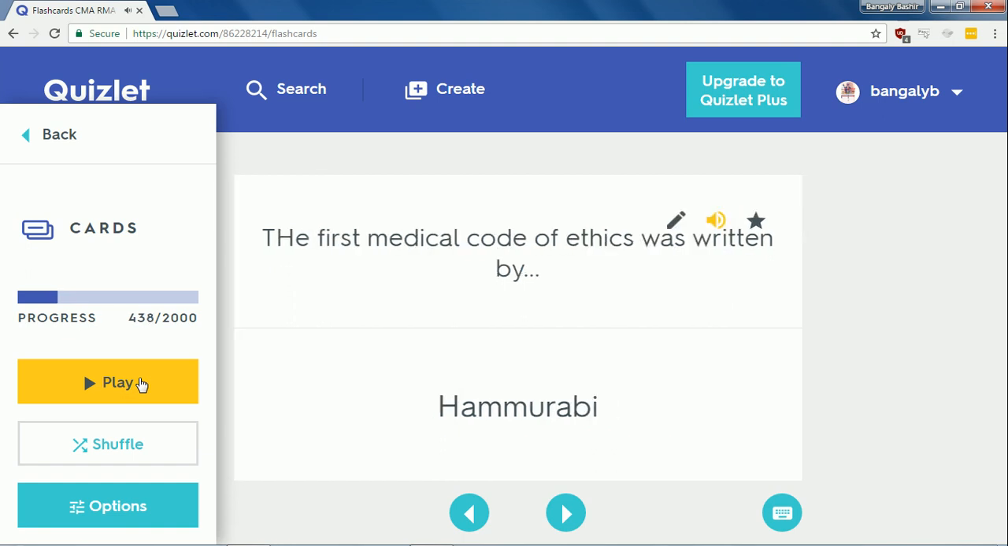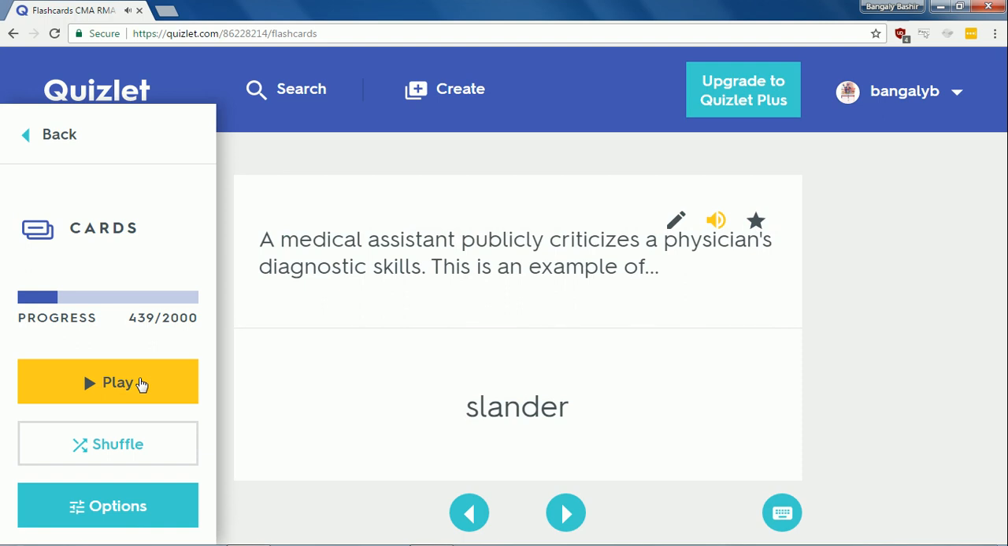The first medical code of ethics was written by Hammurabi. A medical assistant publicly criticizes a physician's diagnostic skills. This is an example of slander.